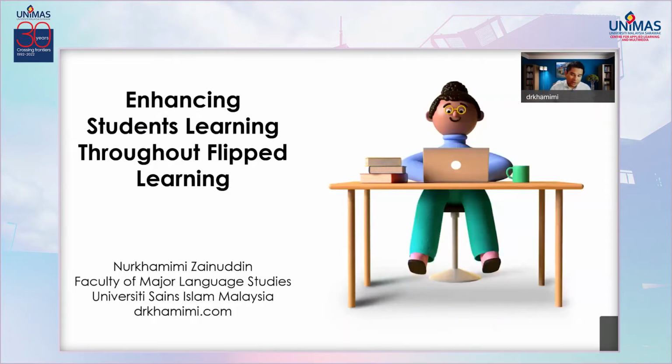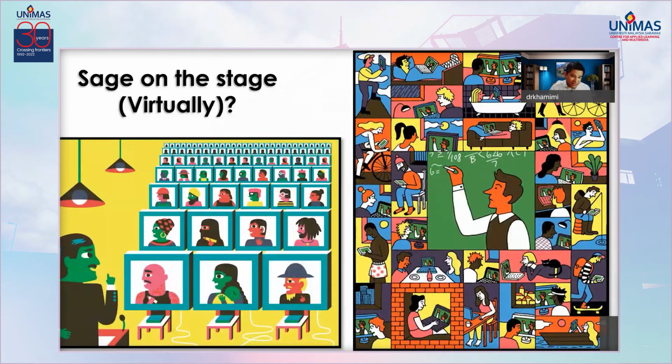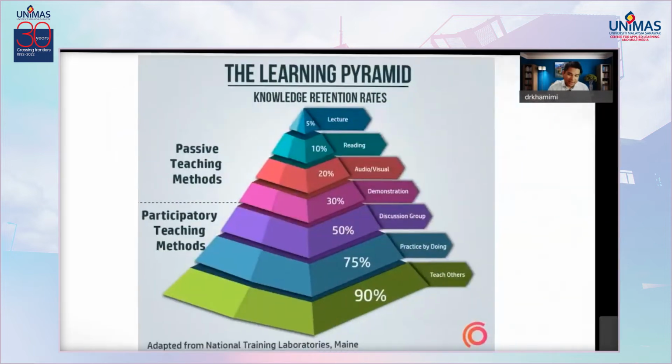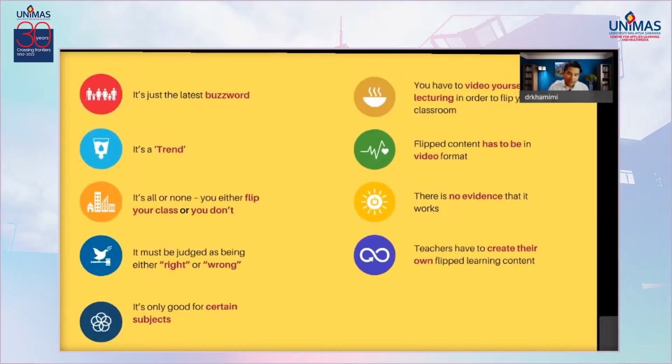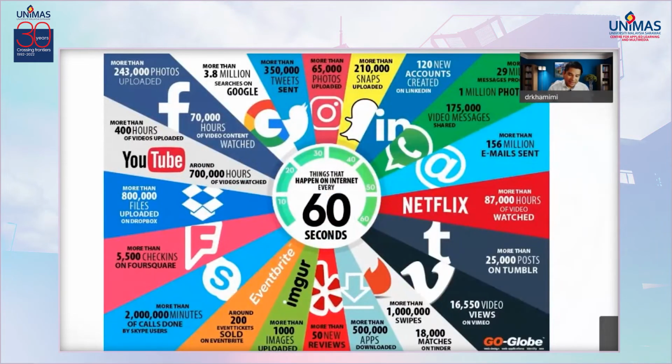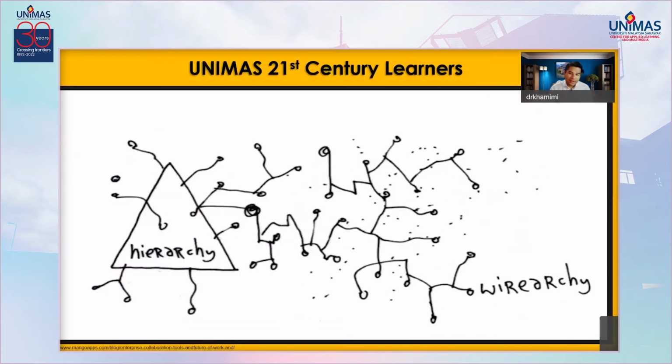We discussed a little bit about the sage on the stage. Are we still applying the same sage on the stage virtually? We also discussed the learning pyramid and, most importantly, some misconceptions about the flipped classroom. Then the 60 seconds in internet minutes, which is a kind of video, and how we can make the classroom as dynamic as the world around us. And this is some kind of the 21st century learners' preferences and scenario.